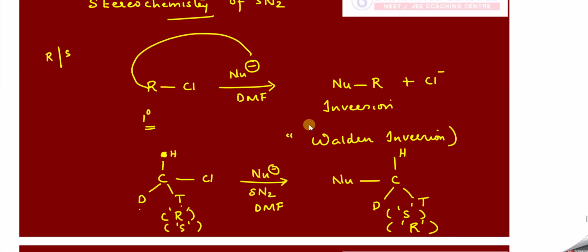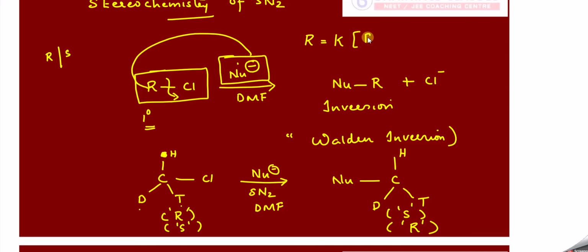One more thing you can write here: rate determining step. Since it happens in one single step, the substrate as well as the nucleophile are present in that one step. A strong nucleophile is used because it will not wait for the chlorine to move out. So in this single step, both the nucleophile and alkyl halide are there. So rate is equal to k into [RCl] along with the concentration of nucleophile. So the orders are 1 and 1, and the overall order is 2. That means the SN2 reaction depends upon the concentration of alkyl halide as well as the concentration of nucleophile.